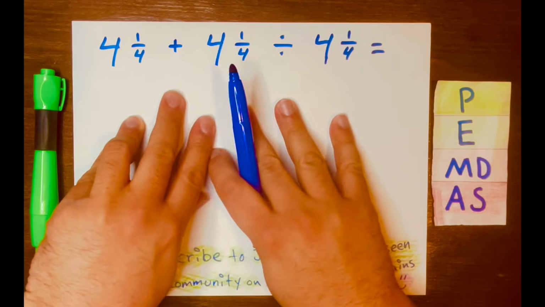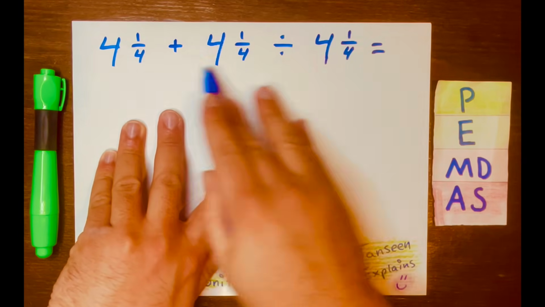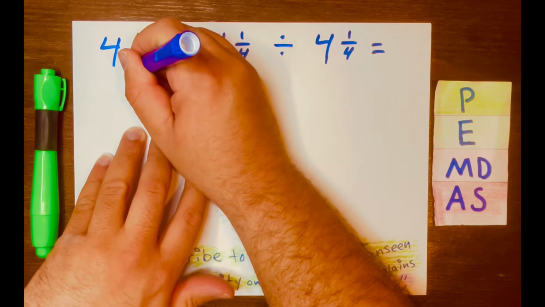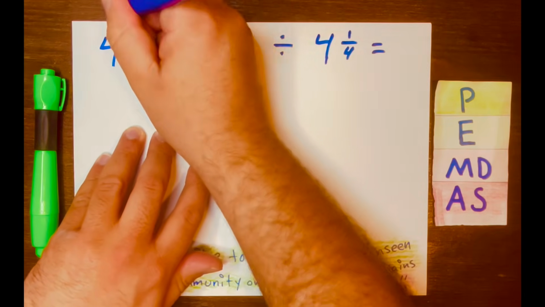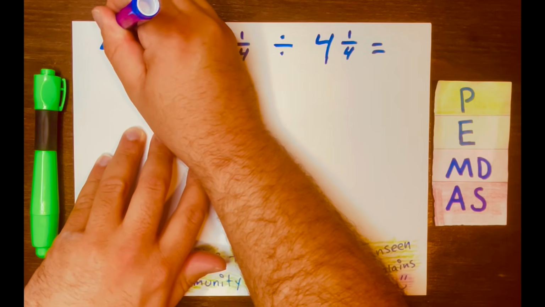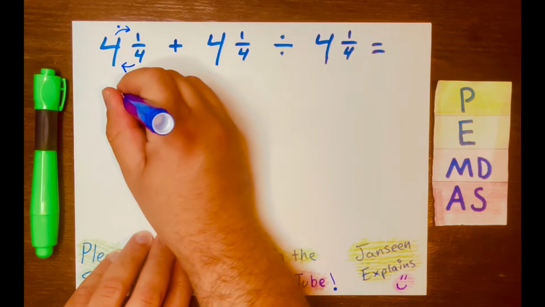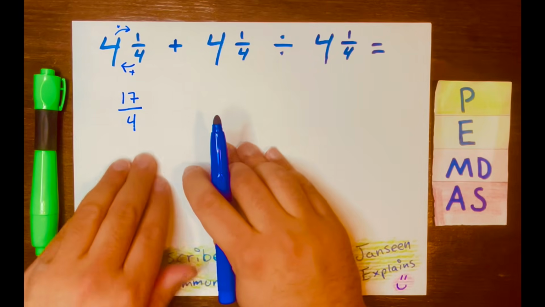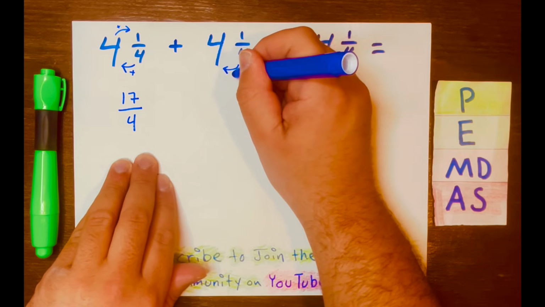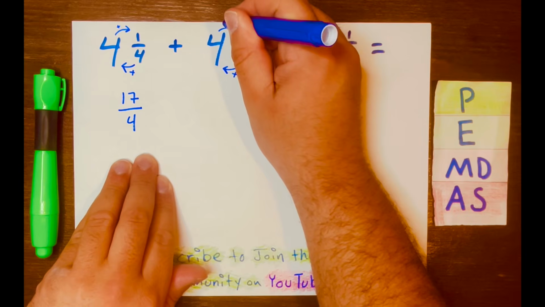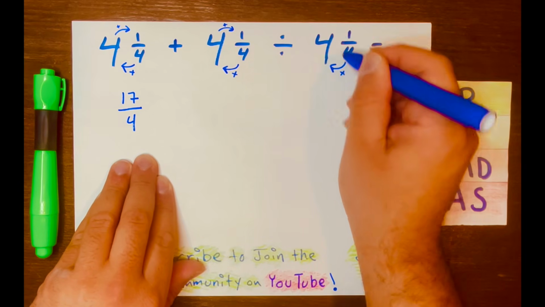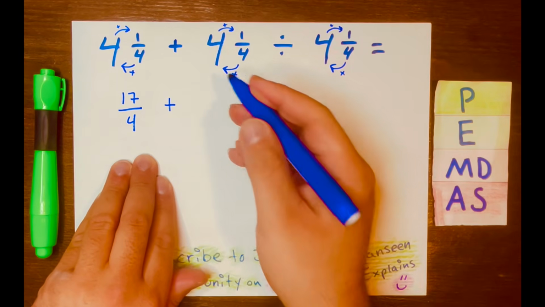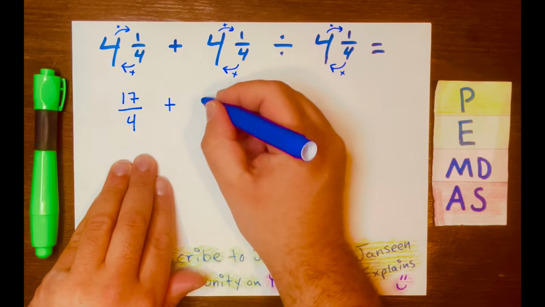Now, the first thing we need to do is turn all these mixed numbers into improper fractions by doing this. So 4 times 4 is what? 16 plus 1 equals 17. So I'll write 17 as the numerator and the 4 as the denominator. The same thing goes here. You multiply, you add, you multiply, you add, and let me just bring down the addition symbol down.